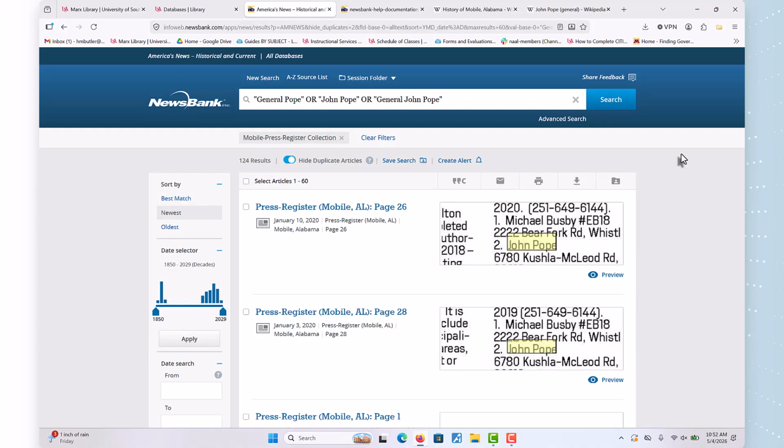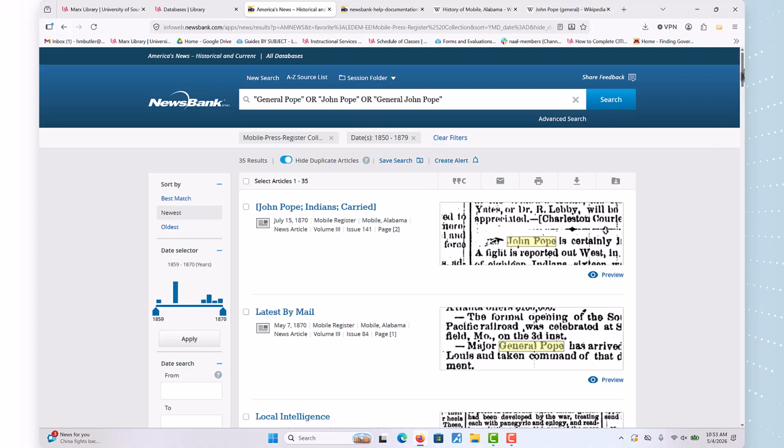If I want primary materials about this General John Pope, then I'm going to have to be very specific about the time period that I look at, because I want things that are published contemporary to when he was in Mobile, when people are talking about him in Mobile, so I can have things that have that kind of closeness that primary sources require. So I can limit down, I can hit apply.